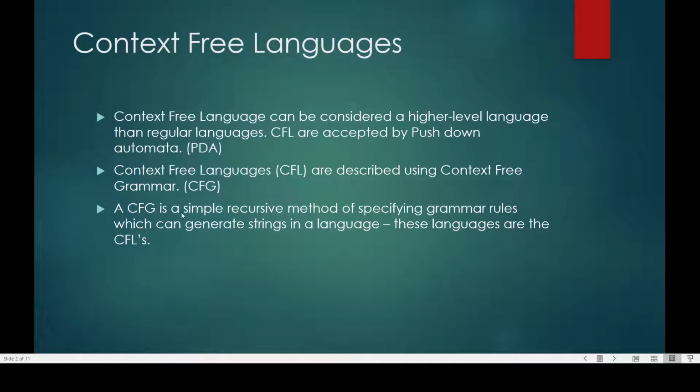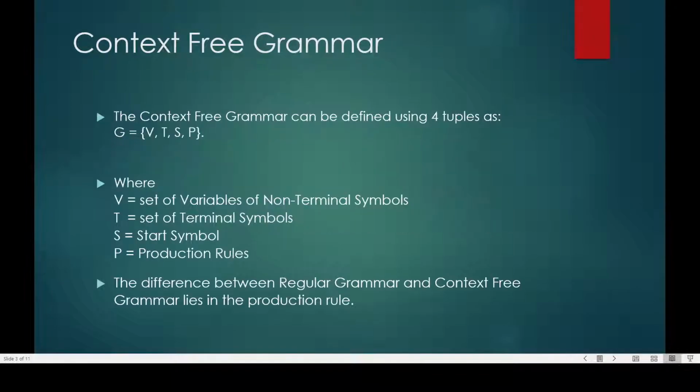A context-free grammar is a simple recursive method of specifying grammar rules or production rules which can generate strings in a language. These languages are known as the CFLs. The language generated by the context-free grammar is what is called a context-free language. So, let's take a look at what we mean by context-free grammar.